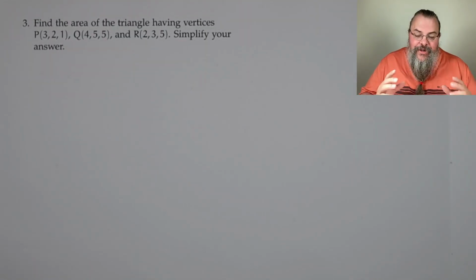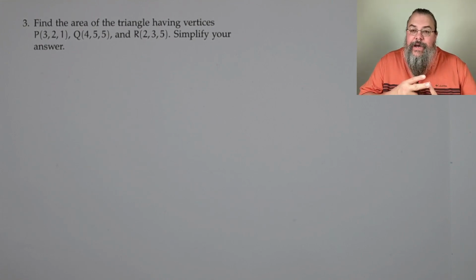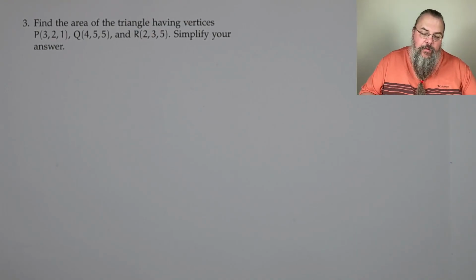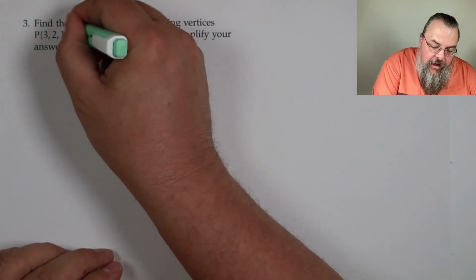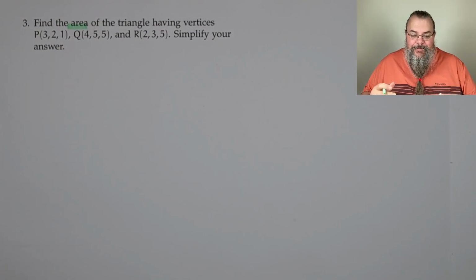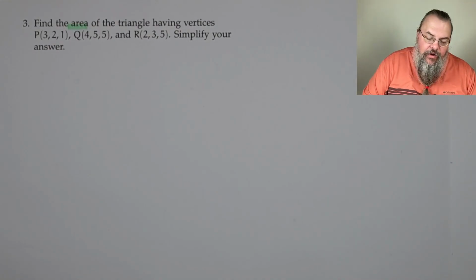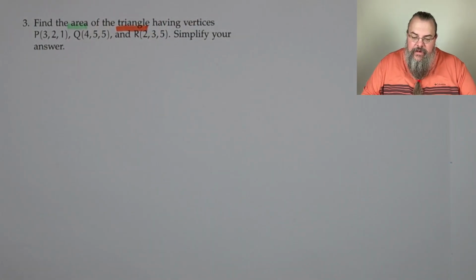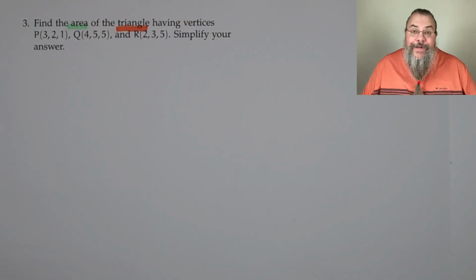Find the area of the triangle having vertices (3, 2, 1), (4, 5, 5), and (2, 3, 5). Simplify your answer. All right. Now, we see a couple of things. One thing that we see is area. So this is going to be something that relates to area. And another key thing that we see is triangle. All right, good. So we have area and we have triangle.